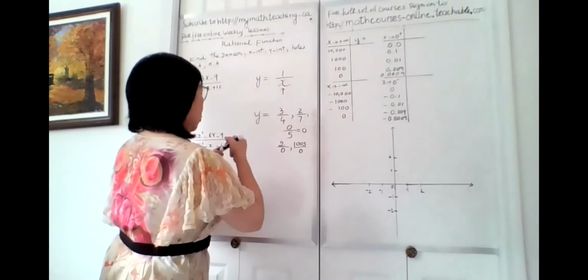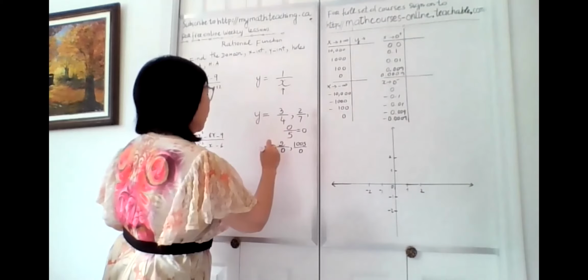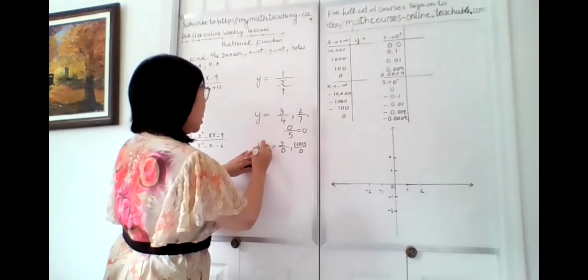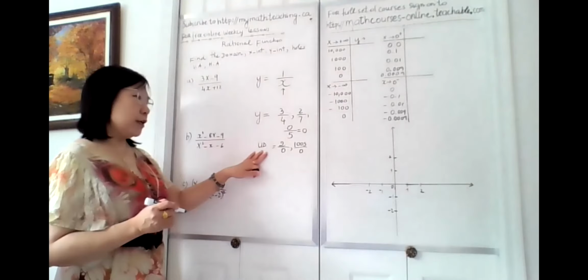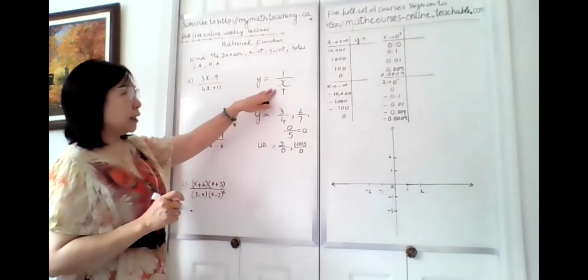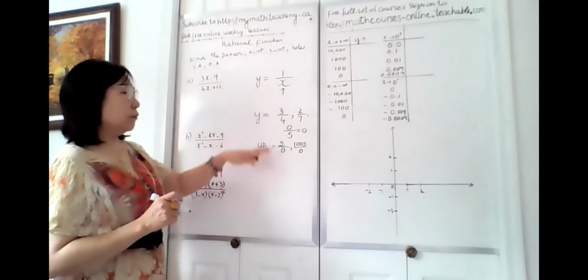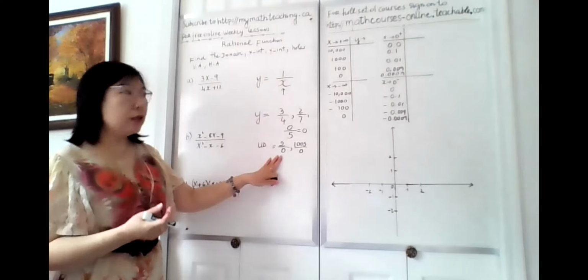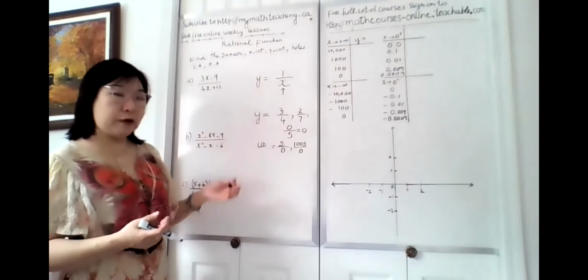So this fraction, we call an undefined fraction. And I'm going to say UD here stands for undefined. From now on, a short form for undefined, UD, right? So we know that as long as the x falls into the category of 0, this fraction will be undefined.